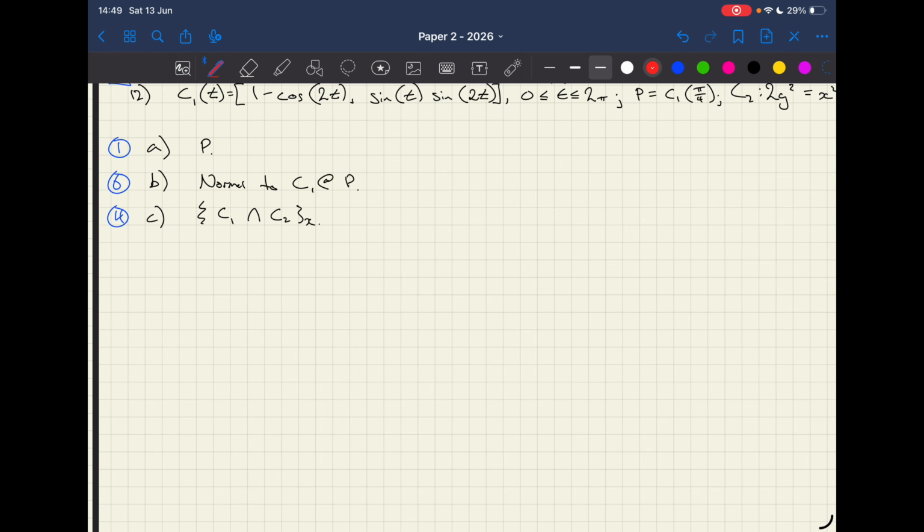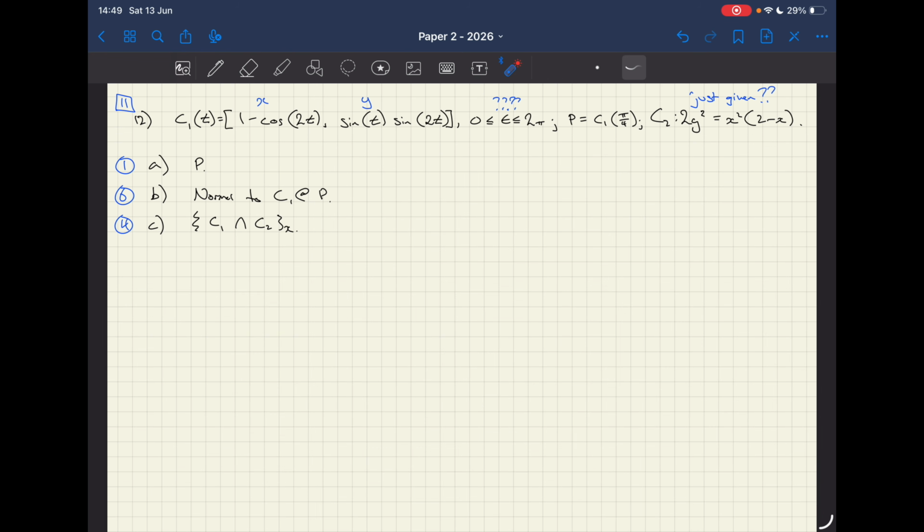Number 12, not too long to go. We had some parametric thing, so some curve. I'm not sure where the actual domain of the curve was, but I'm going to guess here it's 0 to 2 pi. One point, which is at t is pi on 4. And then just another curve. Yeah, again, how did this come? I don't know.